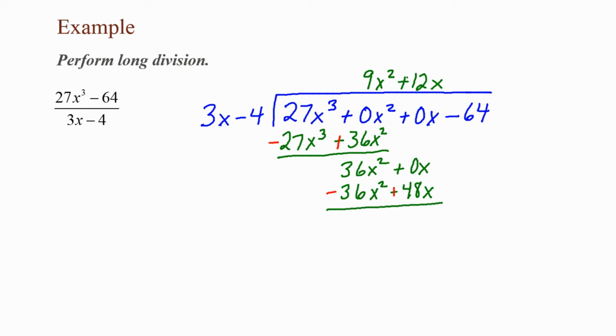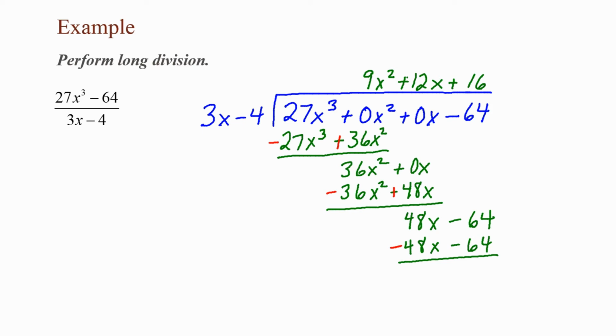Since I'm subtracting, it changes my signs. 36x squared minus 36x squared is 0. 0x plus 48x is 48x. Bring down my minus 64. Now I need to decide what times 3x gives me 48x. Positive 16. 16 times 3x is 48x. And 16 times a negative 4 is a negative 64.